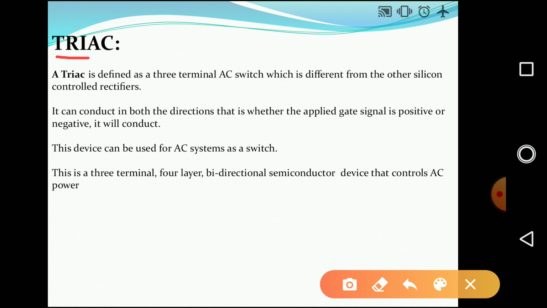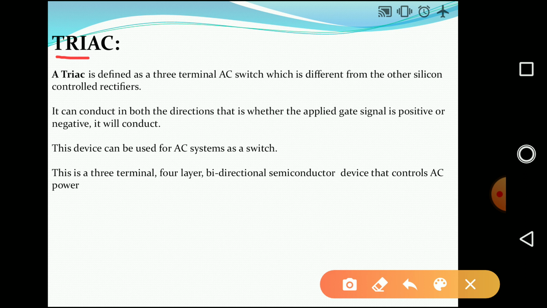AC switch means when it is conducting, it is used as an on switch, and when it is in the off condition, it is used as an off switch. So it is a three-terminal AC switch. It can conduct in both directions, that is, whether the applied gate signal is positive or negative, it will conduct. So the triac has the main advantage that it can conduct in both directions.